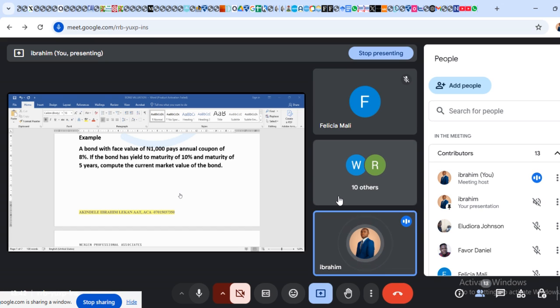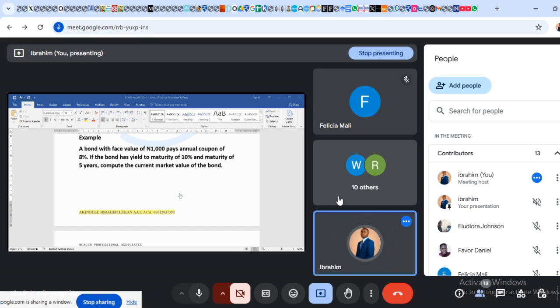One, the interest rate, the nominal value, the number of years, and the yield to maturity if it is given to you in the question. But if it is not given to you, you have to calculate the yield to maturity. Of course, we'll get there after this illustration.